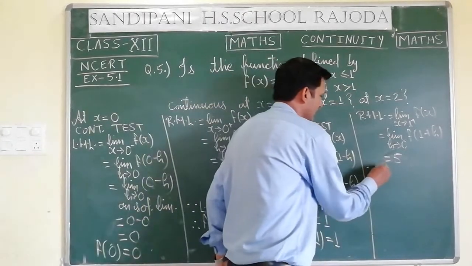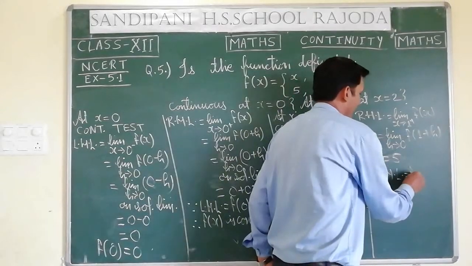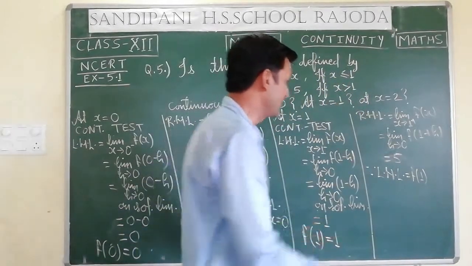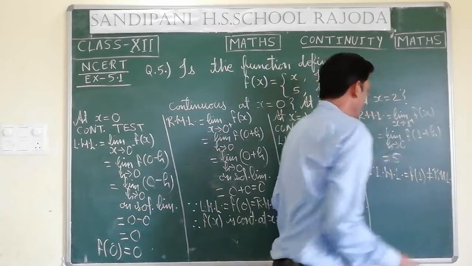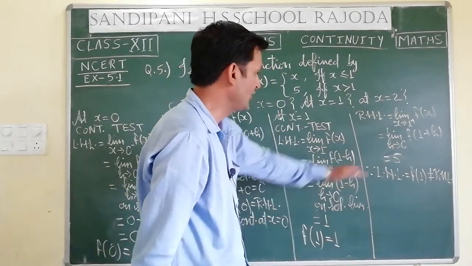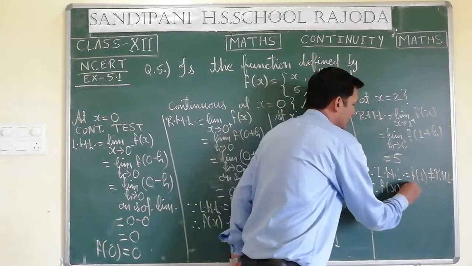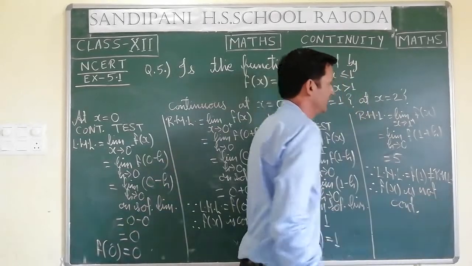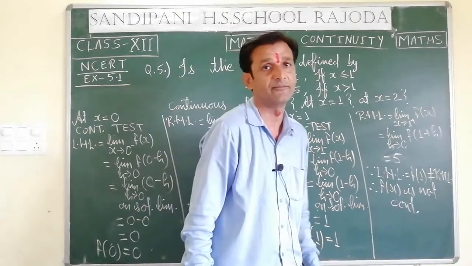So because LHL is equal to f of 1, LHL is equal to f of 1, but it is not equal to RHL, because this value is 5. This value is 5, this is 1, this is also 1, but here it is 5. So at x is equal to 1, f of x is not continuous. In this way, we can check at x is equal to 0 and x is equal to 1.